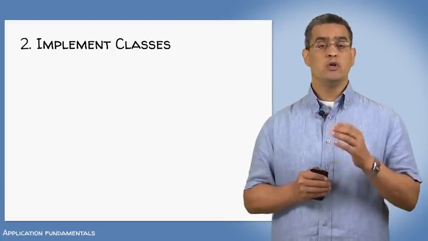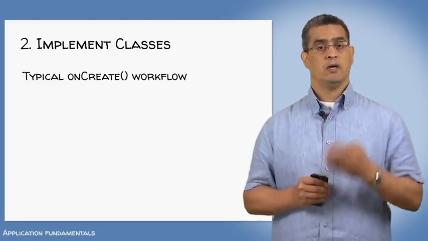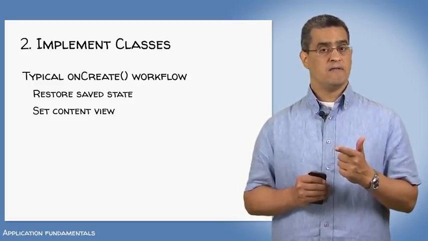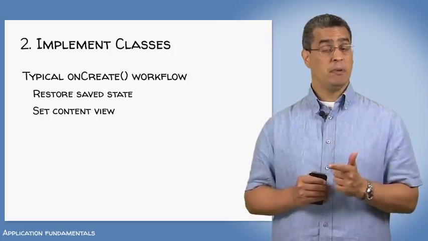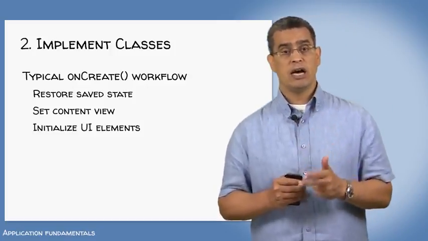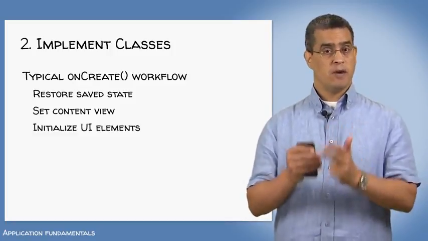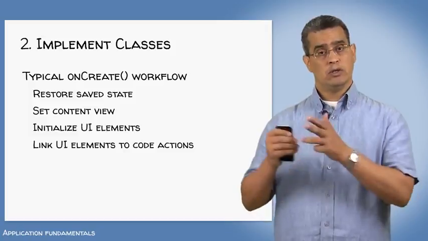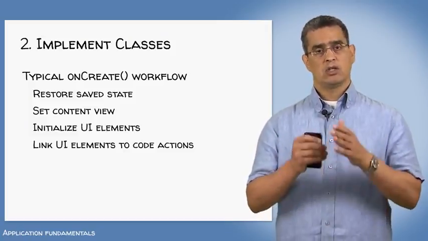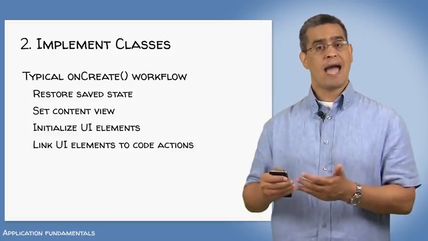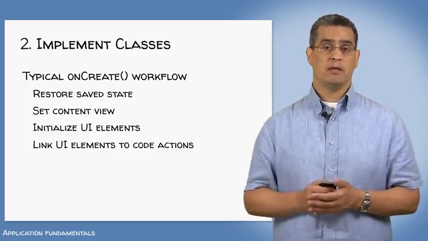In onCreate, you usually do the following 4 things. You restore saved application state, you set the content view, which tells Android what to display as the Activity's user interface. You initialize specific elements of your Activity's user interface. And last, you attach code to those user interface elements so that specific actions will be performed when the users interact with these user interface elements.